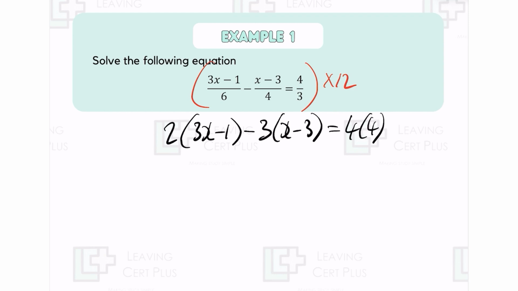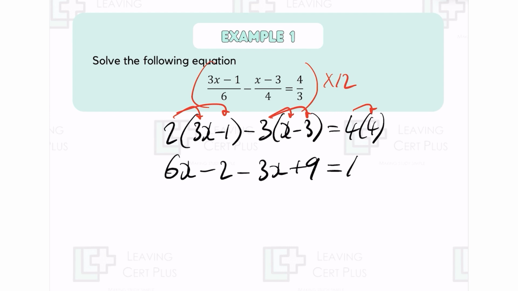Once we are as far as this step, we now have just a linear equation, which we learned in the last topic. So this is going to be us just multiplying our brackets and then simplifying. This is going to leave me with 6x minus 2 minus 3x plus 9 equals 16. We're going to add the like terms together now. So 6 take away 3 is going to be 3x. And then we have minus 2 and 9 is plus 7 equals 16.